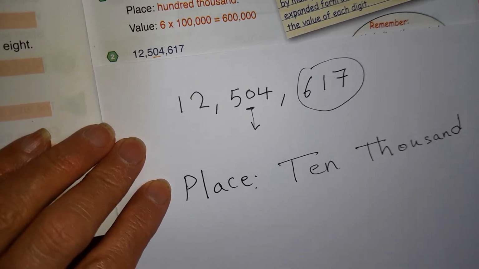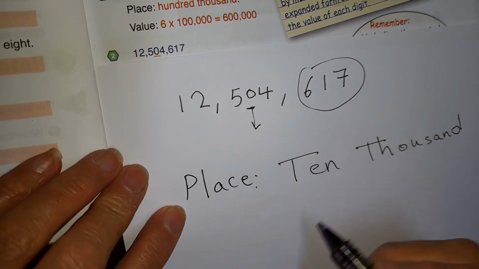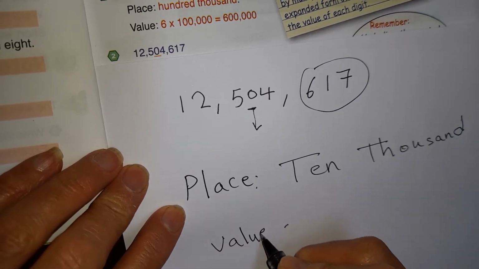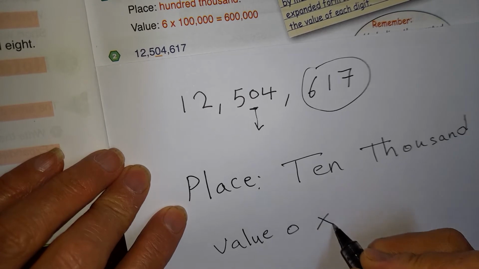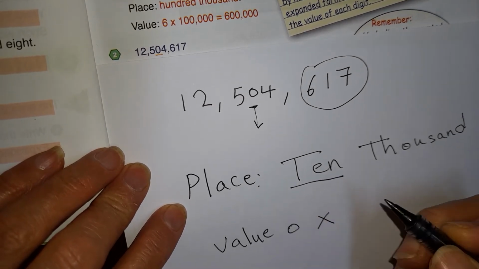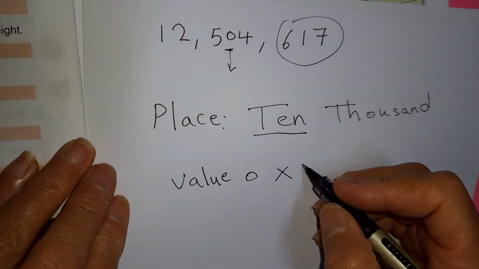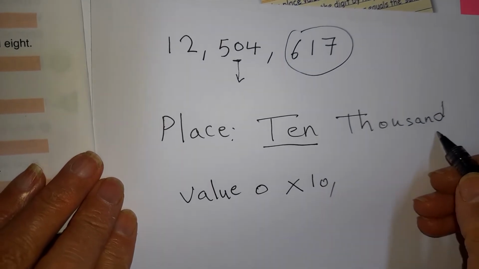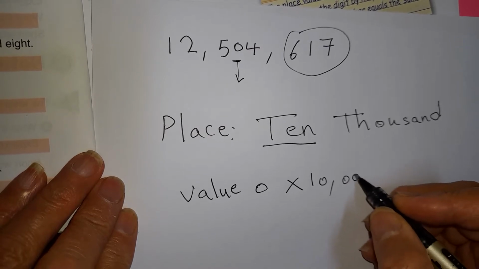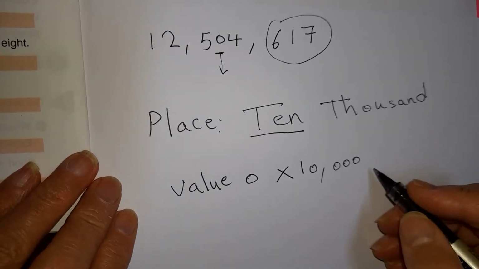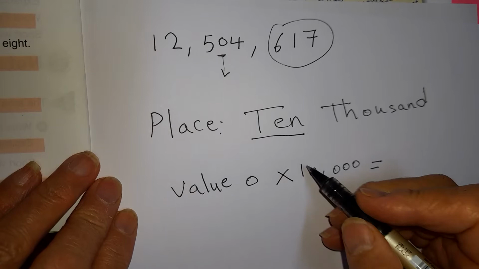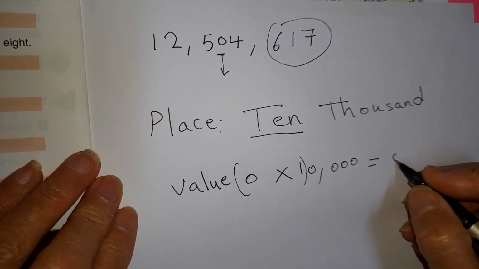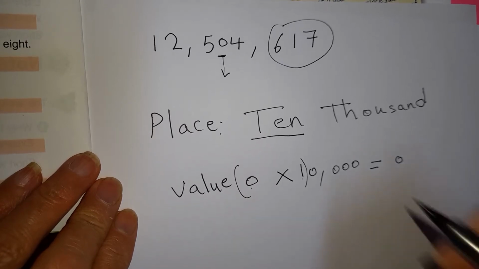Now, how much is the value of the 0? Now we are going to write the value. It is 0 times 10,000. How many zeros for the 10,000? 1, 2, 3, 4. Now I need to find the value. If you multiply the basic fact, 0 times 1, it is 0. So the value of the 0 is 0.